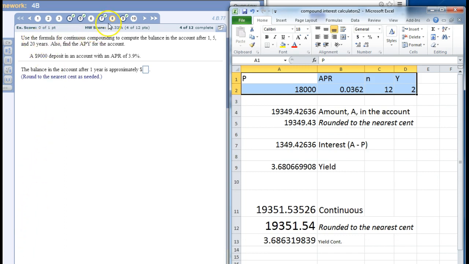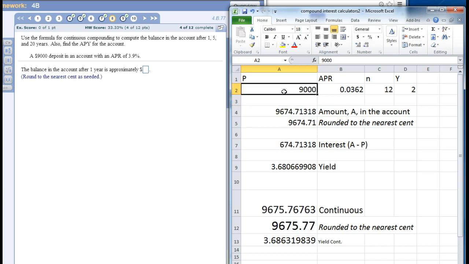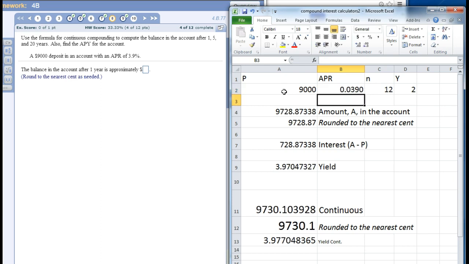Alright, and then this problem right here, number 8, deals with continuous compounding. So back to the regular compound interest calculator. I notice down here it says continuous. So you still put in the information like you do, but for continuous compounding you go down to here. Okay, and what's the balance for 1, 5, and 20 years, and then also find the yield. So 9,000 is deposited, so I change that to 9,000. APR is 3.9, so 0.039. Alright, N doesn't matter for continuous compounding, and we want to start off with 1, and then 5 and 20.